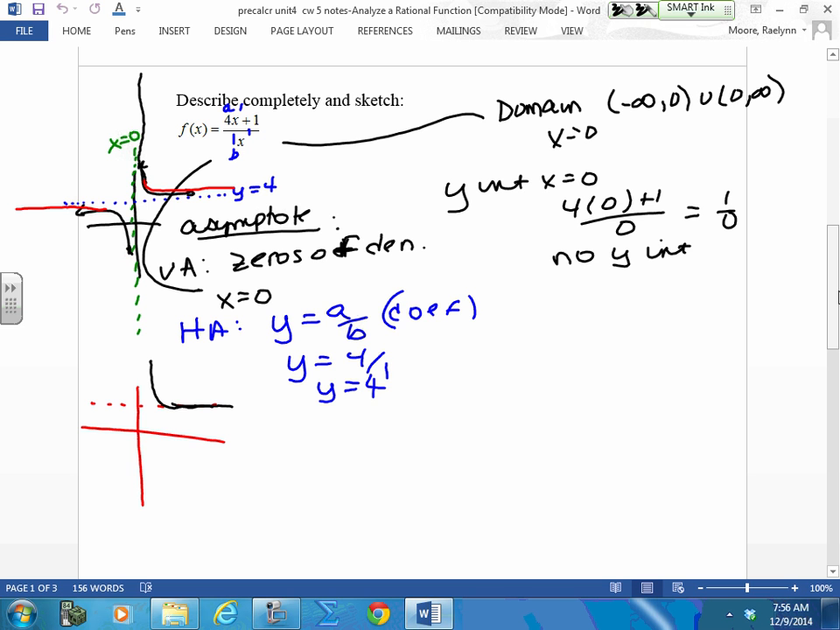Now, my x-intercept, and I do see one here. I do see one x-intercept right there. My x-intercept says let y equal 0.